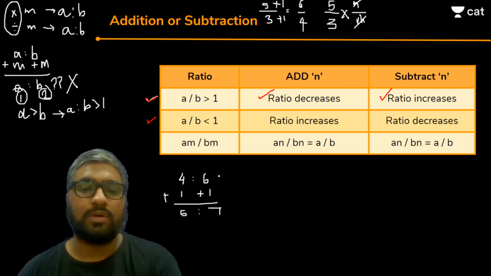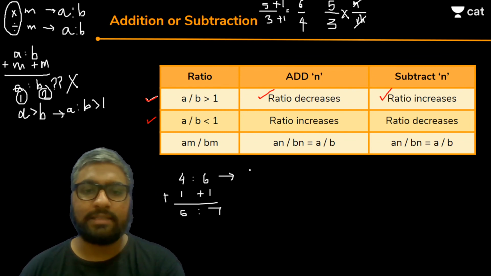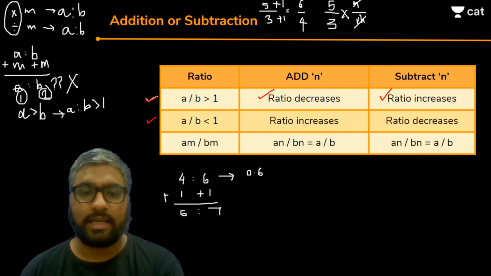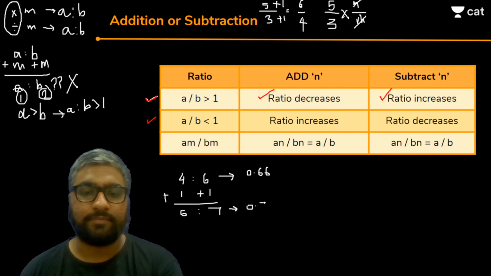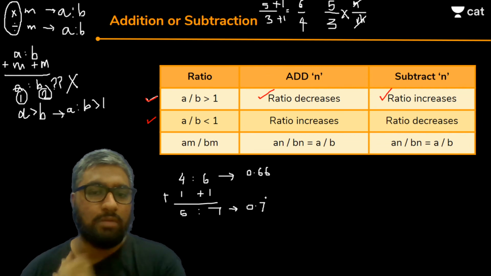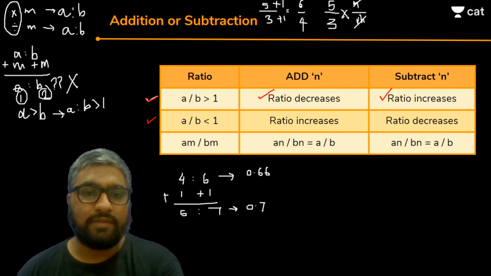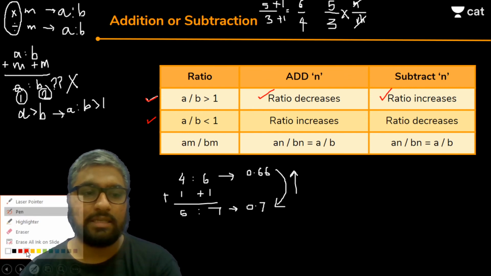So how much is 4:6, guys? 4:6 is 2/3, that is 0.66, correct? And how about 5:7? Almost 0.7. Yes, 4.9 by 7 is 0.7, so almost that. So you see, if a ratio is less than 1, a is to b is less than 1, for 4:6, if you add something, the ratio increases.